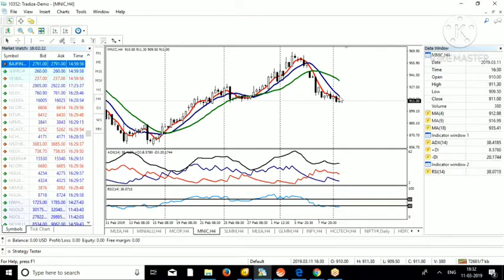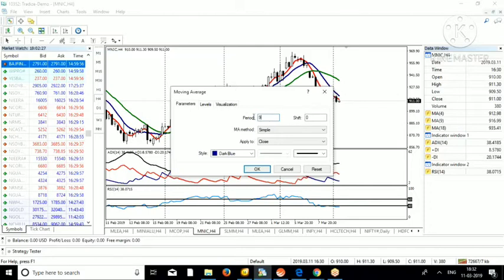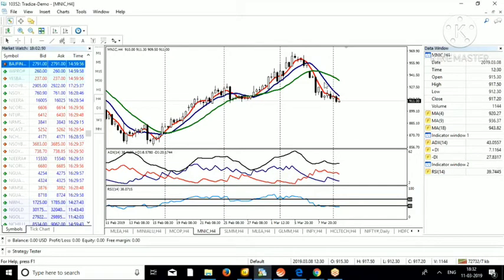And what is moving average 9? If you select MA9, you just have to change the period to 9 and apply a blue color. Rest will remain the same. MA method will be simple, apply to close. This is the thickness: if you increase the thickness, you can see it more clearly. You can see this is the thinnest one, but if you select a thicker one, then you can easily see the thick moving average on your chart.